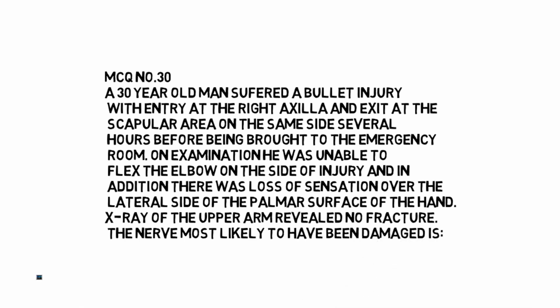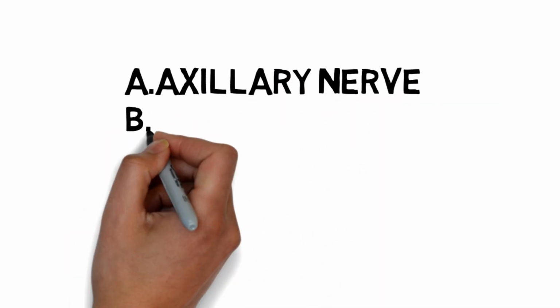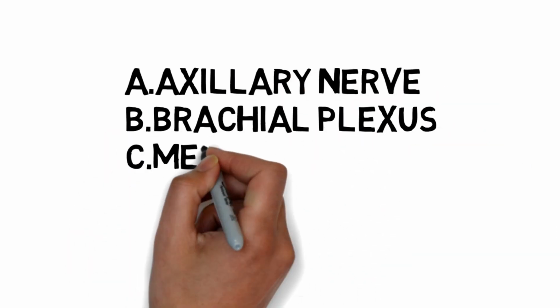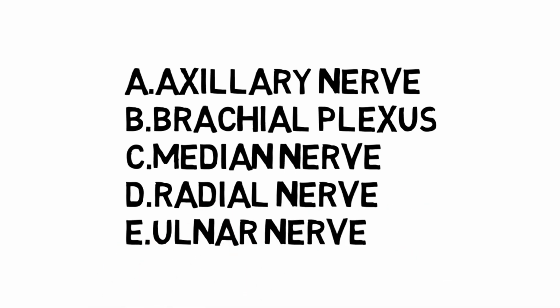The nerve most likely damaged is option A is axillary nerve, option B is brachial plexus, option C is median nerve, option D is radial nerve, option E is ulnar nerve.